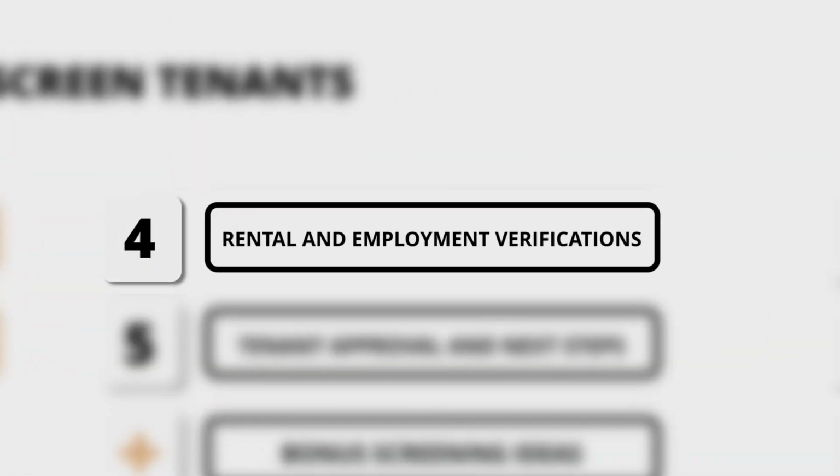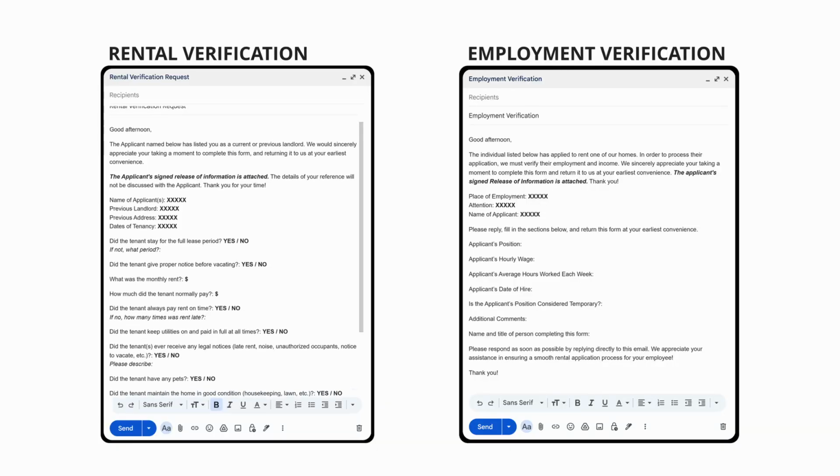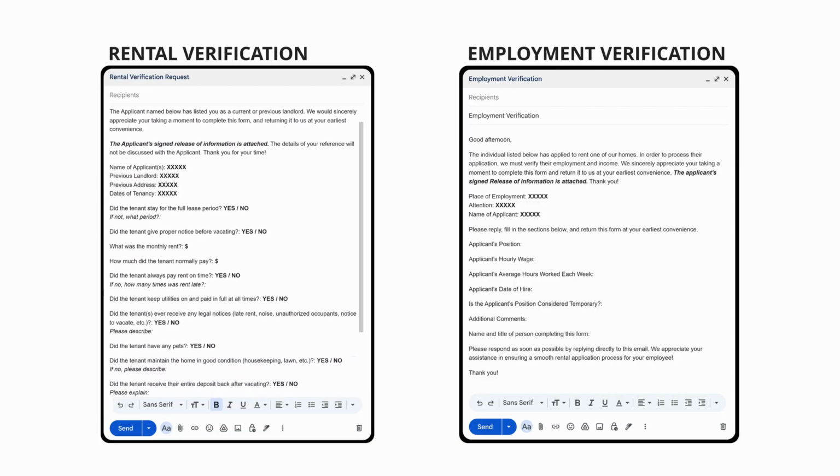Step 4, rental and employment verification. If you've watched my past video where I talked about my turnover process as a whole, you know that I really love Gmail templates. So I set up Gmail templates for every type of communication with current and prospective tenants that I might have. 2 of these emails that I use over and over again when going through my tenant screening process are rental verification forms and employment verification forms.